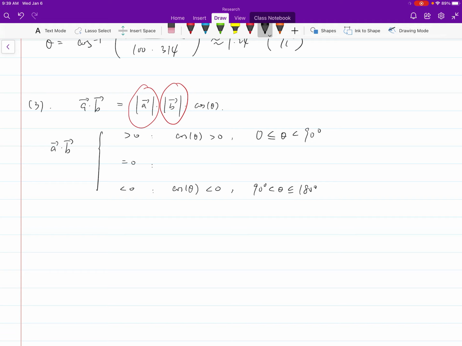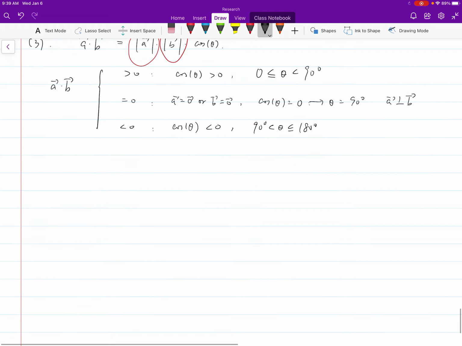Okay. Now, what do you mean when it's 0? There are two possibilities. Number one, A equals 0 or B equals 0, so you don't have a length. That's possible. But most of the time, you should have cosine theta equals 0. That means theta equals 90 degrees, which means A is perpendicular to B.